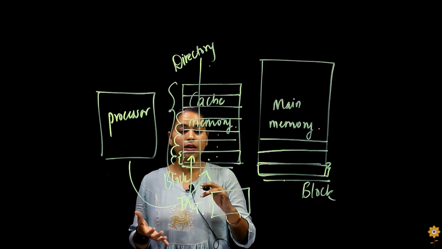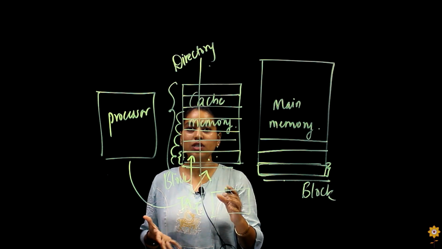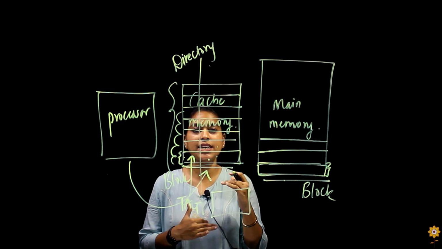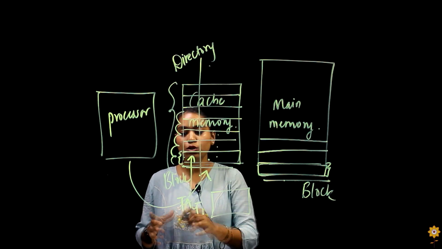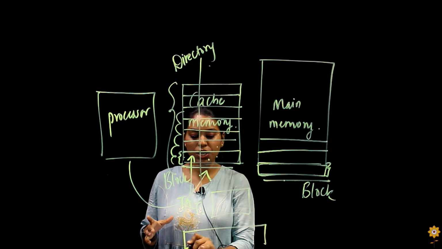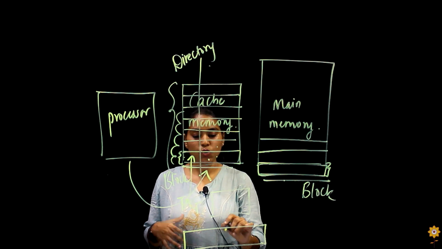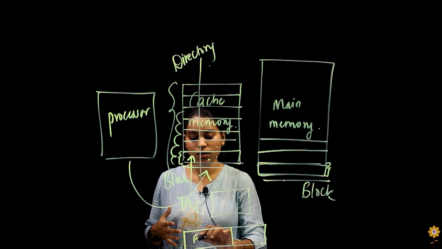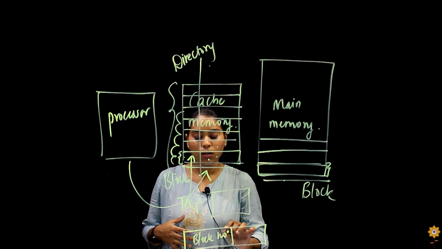Whenever a processor requires certain data, as I told you, it will first check inside the cache. So how will it check? A memory address is generated by the processor. It will have the block number inside it. Whatever block number is required is over here.